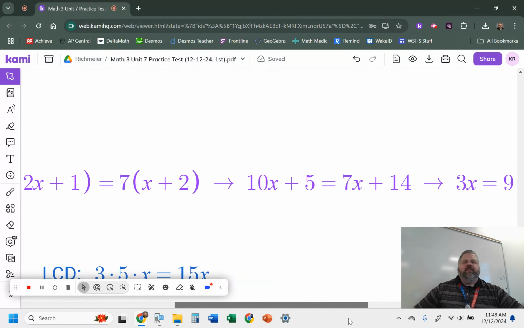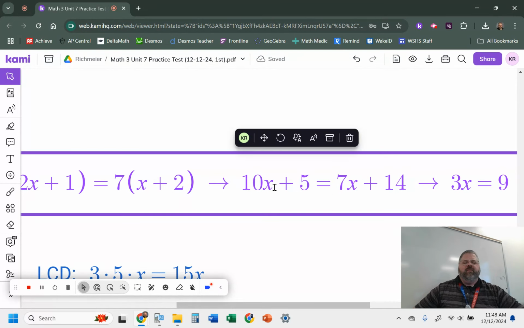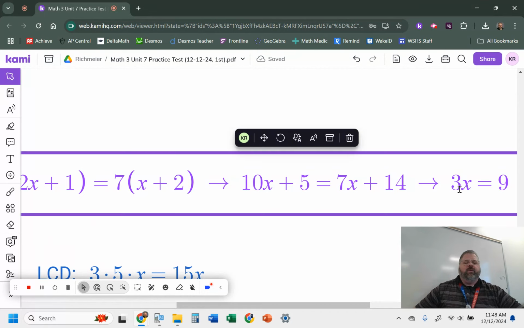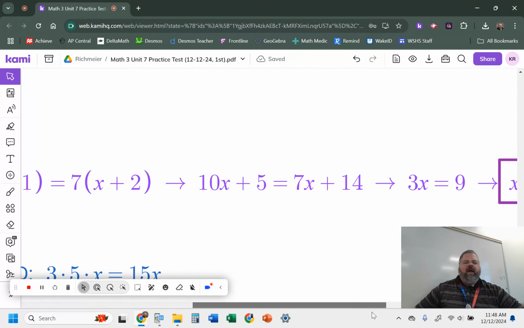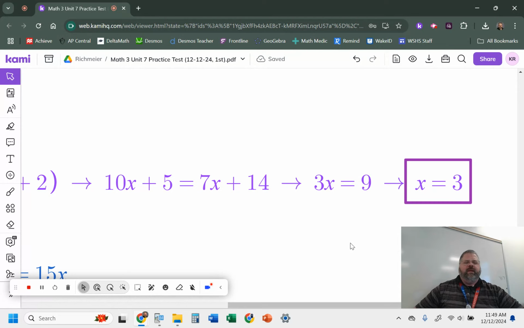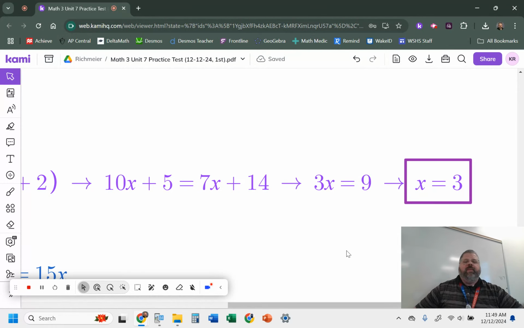After that, I'm going to go ahead and solve the equation. So I'm going to move stuff around. Here I've moved the 7x over to the 10x by subtracting it, which leaves us with 3x. I've subtracted the 5 and moved it over to the 14, so 14 minus 5 gives us 9. And then finally, I divide both sides by 3, and 9 divided by 3 is 3. So we end up with x equals 3.